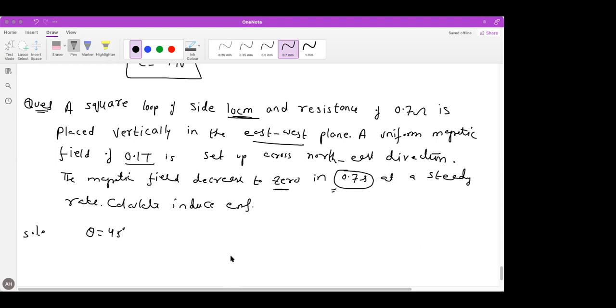Sir, the initial time is 0, right? The initial time is 0. Yes. That 0.7 seconds is the time interval. Delta T, T2 minus T1 is given.